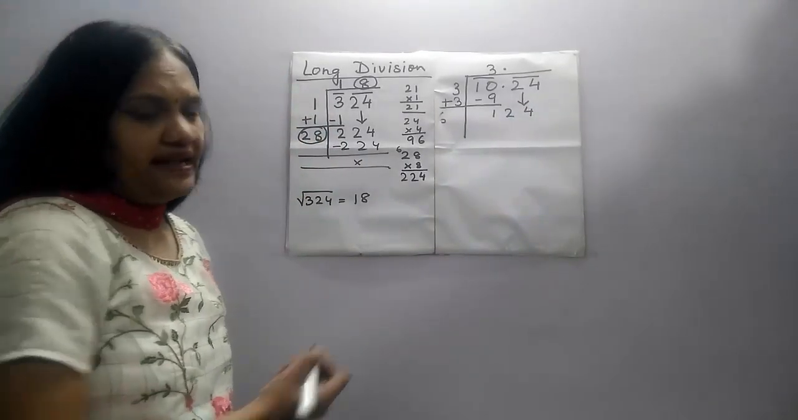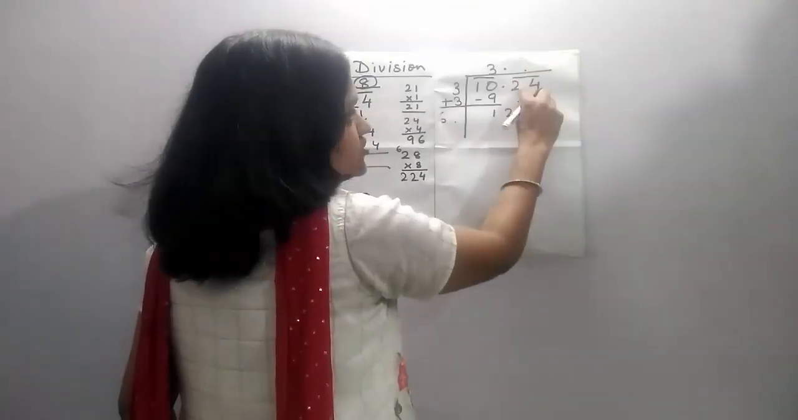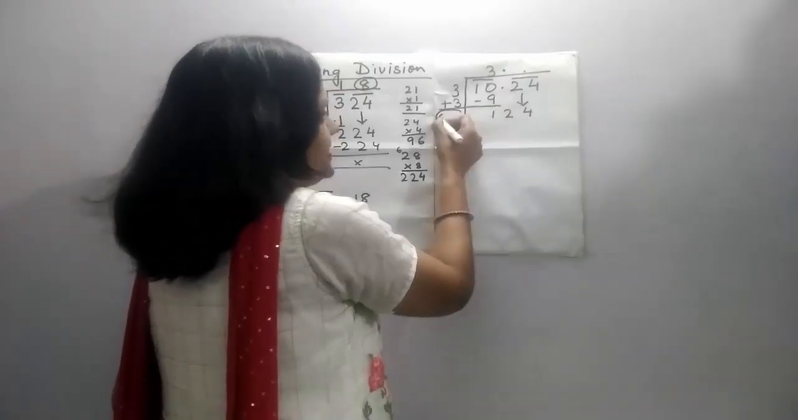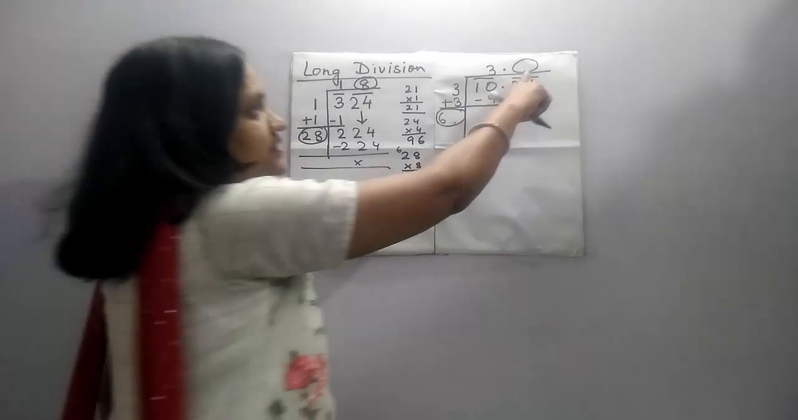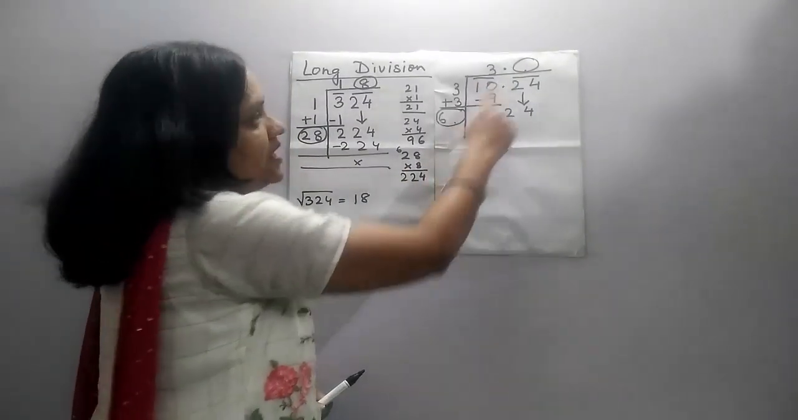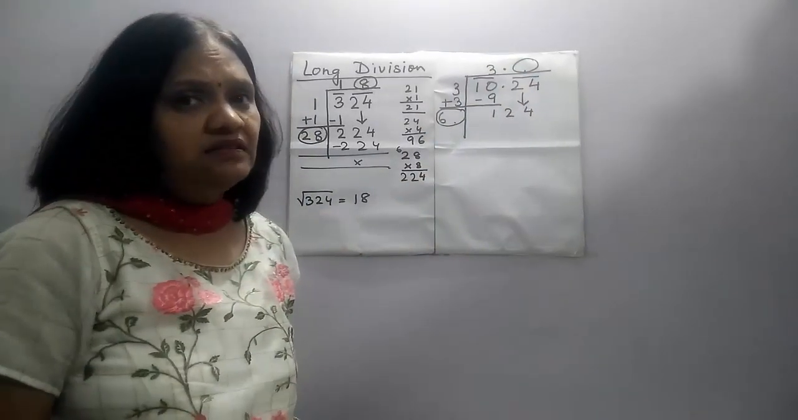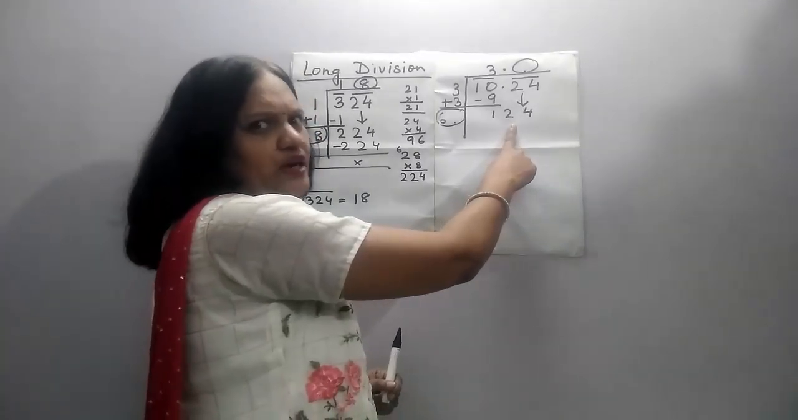Next step is, whichever digit I write here, the same digit has to be written above this pair 24, and then this entire number has to be multiplied with this digit. Suppose I write 1 over here. I need to write 1 here also. How much is 61 into 1? 61. 61 is very less compared to 124.